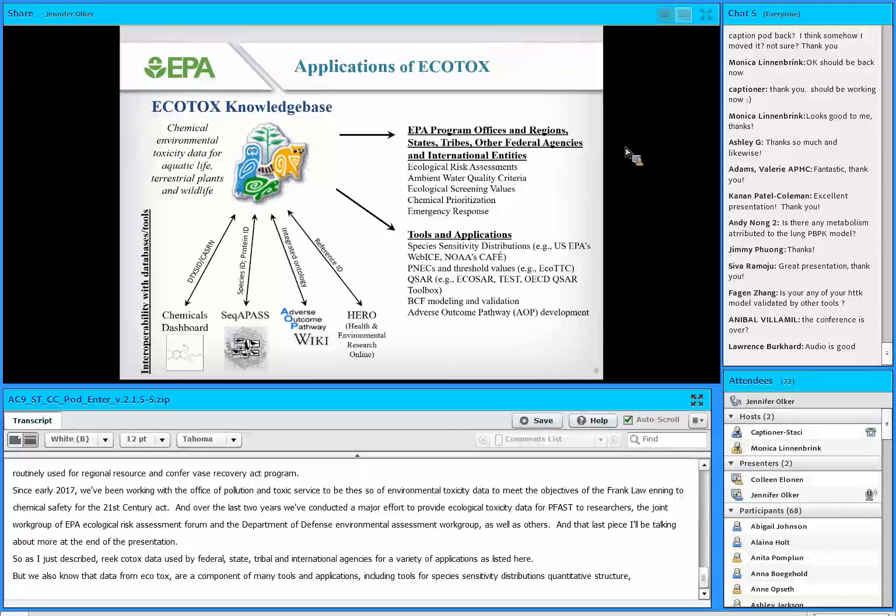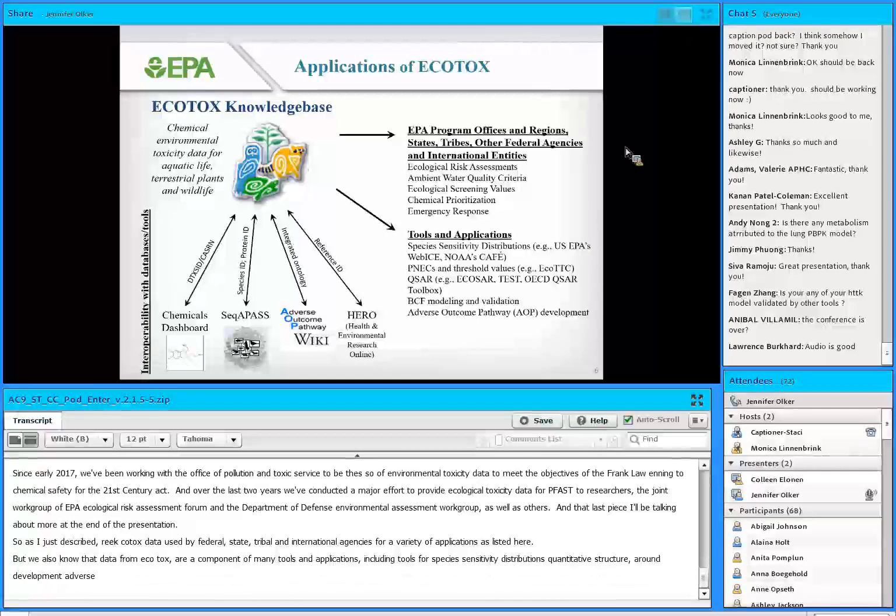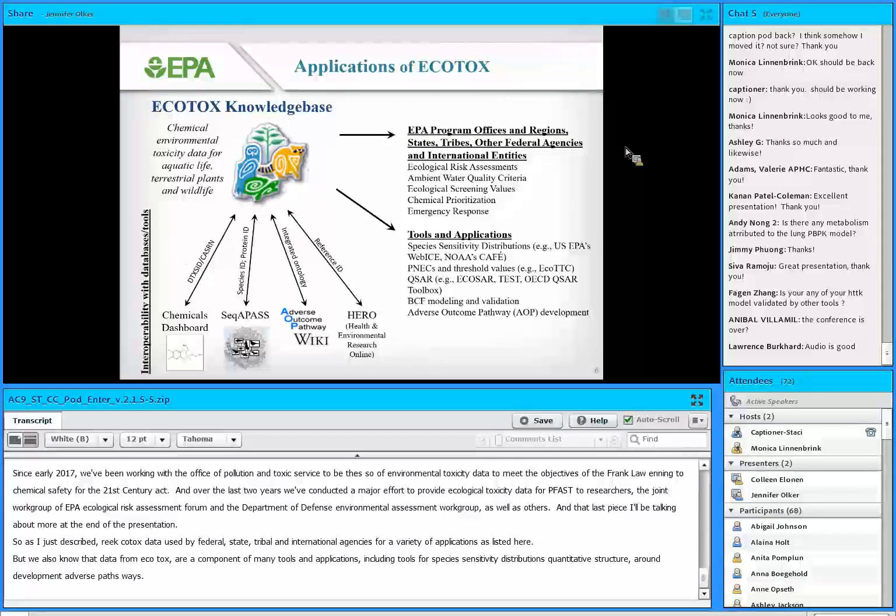Currently, one of our main focuses is working towards increased interoperability with other databases and tools through incorporating relevant unique identifiers to make these links, as well as investigating options to provide web services for ECOTOX.